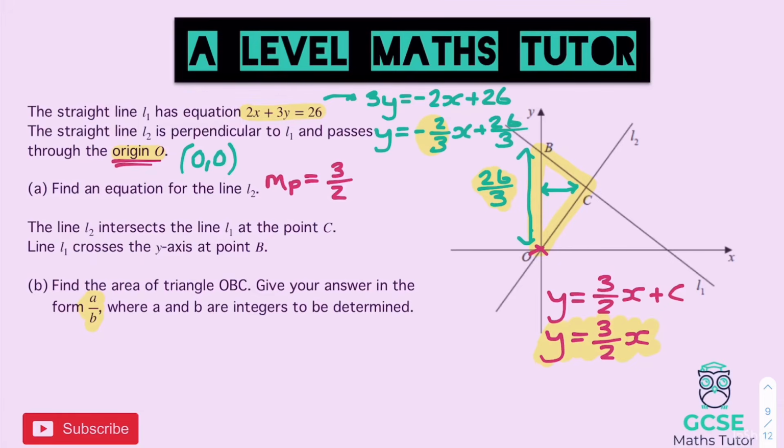So if we set these two equations equal to each other, we could actually go about just solving it that way. We've got our first equation there, y equals negative 2/3 x plus 26 over 3, and we have our second equation, y equals 3 over 2x. Now, if we set them equal to each other, as they're both equal to y, we should actually just be able to solve this as it is. So if we take our first equation, which is minus 2 over 3x plus 26 over 3, and we set that equal to our other equation, which is 3 over 2x, we should be able to just go about solving that.